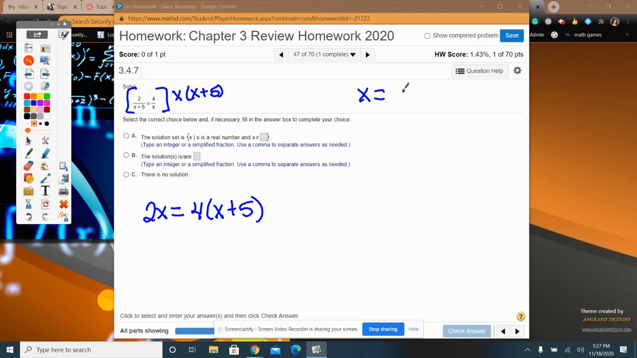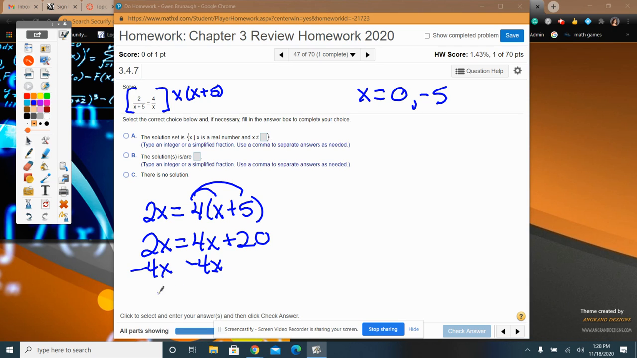If I get the answer of 0 or -5, I know it's extraneous because x cannot equal -5 and x cannot equal 0 in those two fractions. So clear up. 2x is 4x plus 20 minus 4x, and that is -2x equals 20. Divide by -2, and x equals -10.